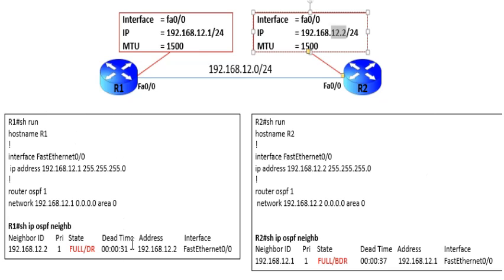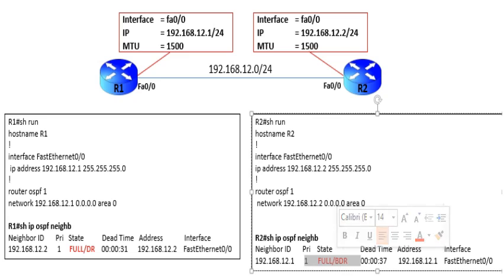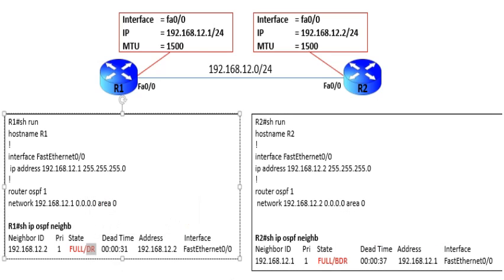To view the neighborship, we type the command show ip ospf neighbor on each of the routers. The output shows that both have formed adjacency, with R2 being the DR and R1 the BDR on this broadcast medium.